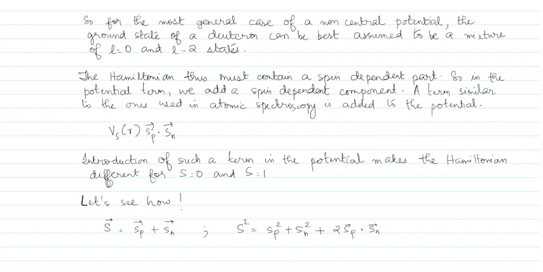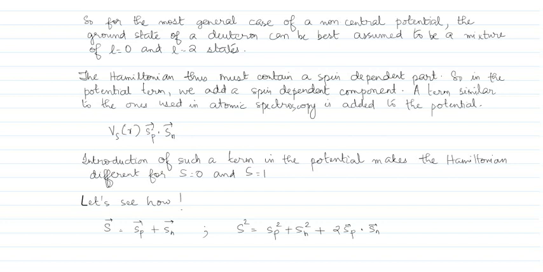Here also the spin dependent component is very similar to the terms used in atomic spectroscopy, and the spin dependent part of the potential is represented like this: Vs of r, Sp dot Sn. Now when we introduce such a term in the potential, the Hamiltonian becomes different for S equal to 0 and S equal to 1. We will see how it becomes different.